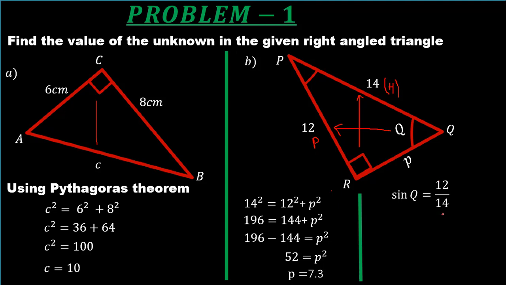Now if we need to find Q, you will take sine to the other side and this becomes sine inverse. Now take the sine inverse of 6 over 7 and you will come up with the value of Q, that is 79 degrees in our case.